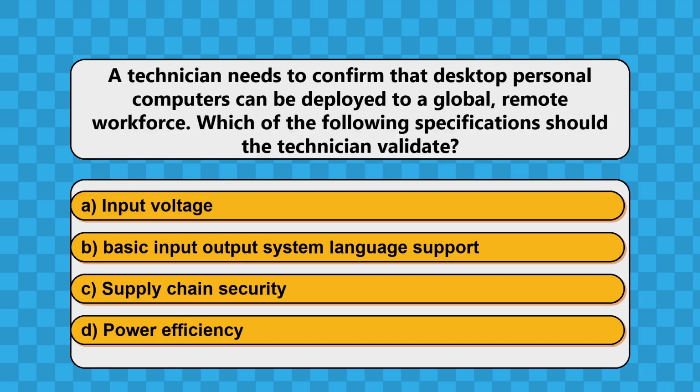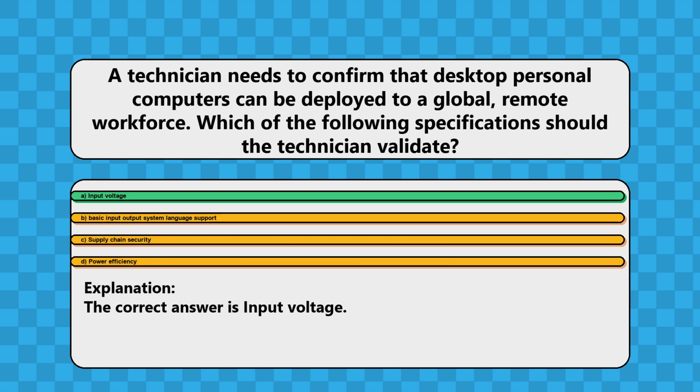Question 44. A technician needs to confirm that desktop personal computers can be deployed to a global, remote workforce. Which of the following specifications should the technician validate? Option A, input voltage. Option B, basic input-output system language support. Option C, supply chain security. Option D, power efficiency. The correct answer is option A, input voltage. The correct answer is input voltage.